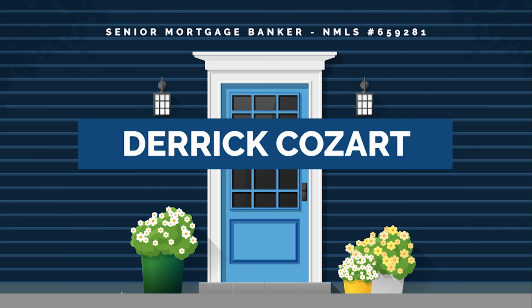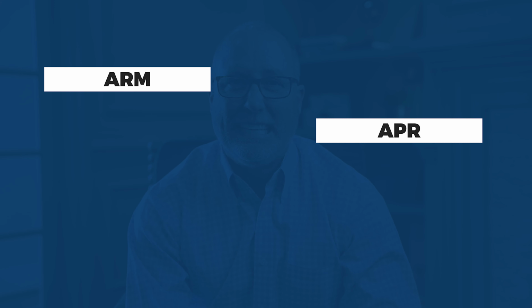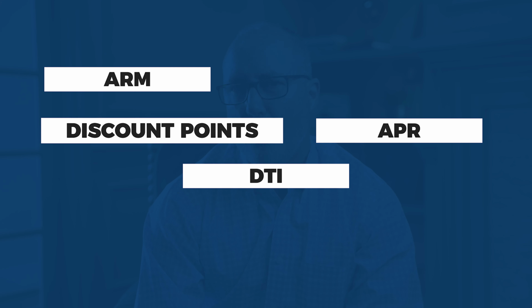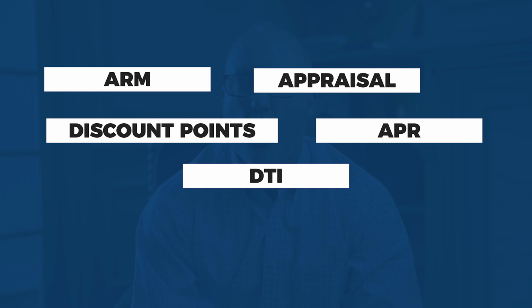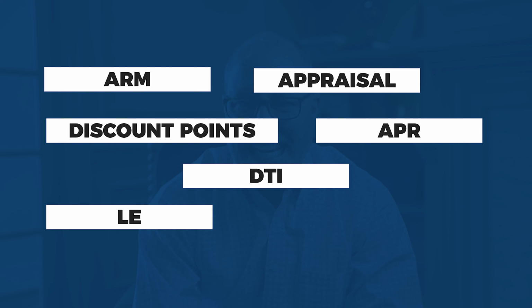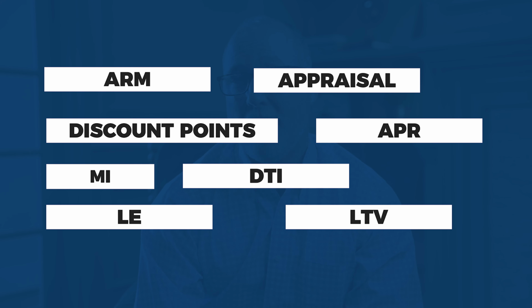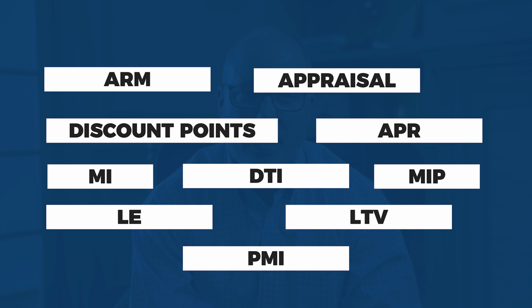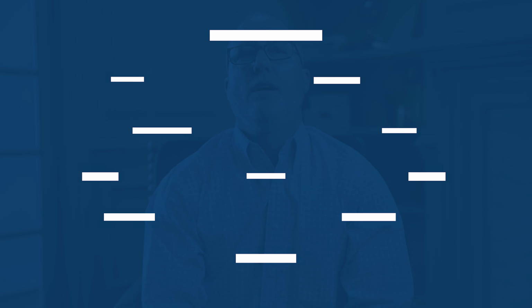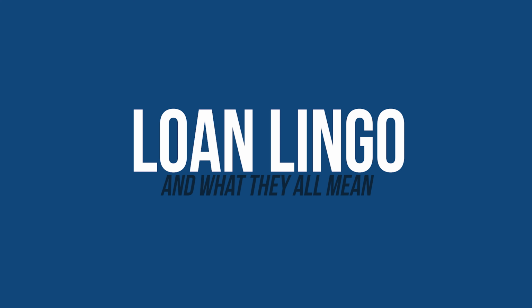Today we're going to talk about an ARM, APR, DTI, discount points, appraisal, home inspection, LE, LTV, MI, MIP, PMI, and pre-approval. All of this is called Loan Lingo. I get asked these questions all the time, so let's get into it.